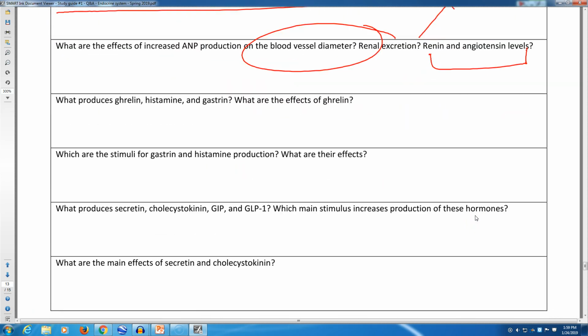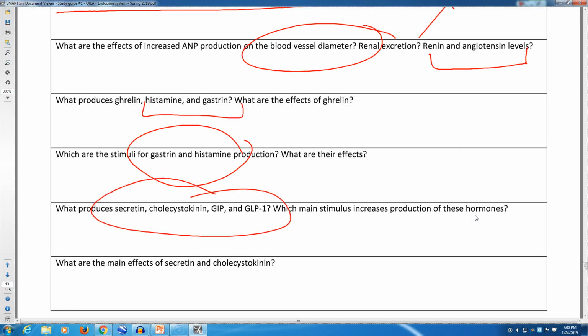Ghrelin, hormone of hunger, stimulus lack of food. Histamine and gastrin, stimuli presence of food, right? Effects of ghrelin are similar to glucagon. It actually stimulates glucagon release and increases blood glucose temporarily. Gastrin and histamine: gastrin stimulates histamine. Histamine stimulates release of hydrochloric acid.